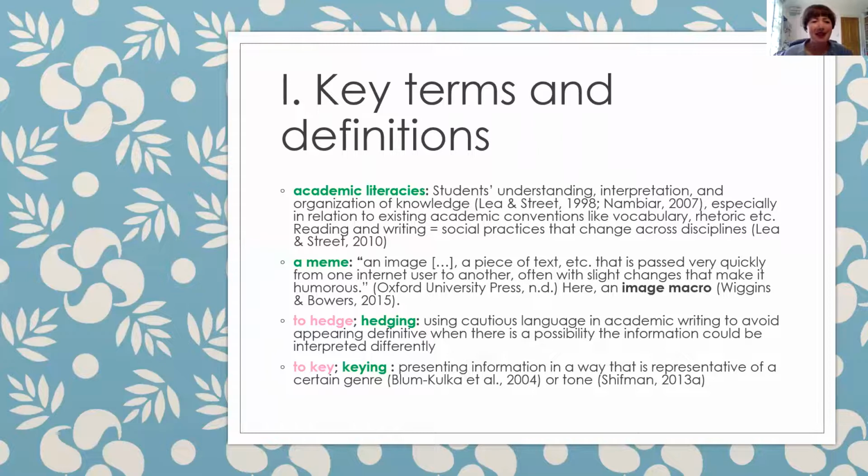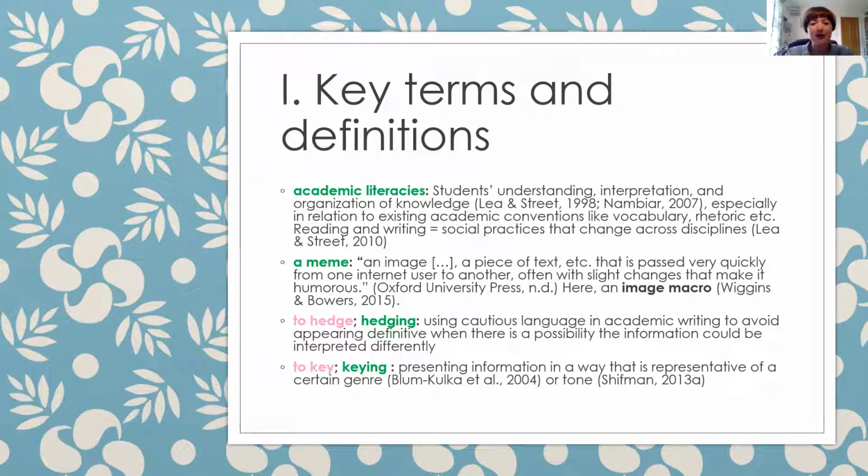Obviously we're all in the ACLIT SIG, but we all know too that academic literacies can be hard to define. So for today, I'm talking really about students' understanding, interpretation, and organization of knowledge, especially in relation to existing academic conventions like vocabulary and rhetoric. And like Leon Street and probably everybody here, I believe that reading and writing are social practices that change across disciplines.